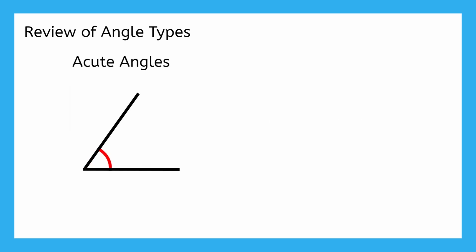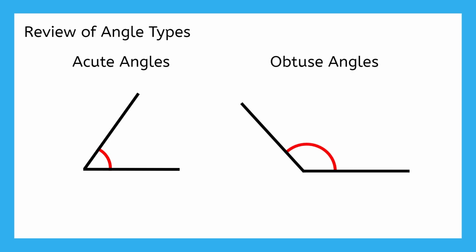Acute angles are less than 90 degrees. There's less space in between the two sides than there is in a right angle. Obtuse angles are greater than 90 degrees, so there's more space between the two sides than there is in a right angle. If you're ever not sure, it can be helpful to imagine drawing in a guideline that makes a perfect right angle to compare to.